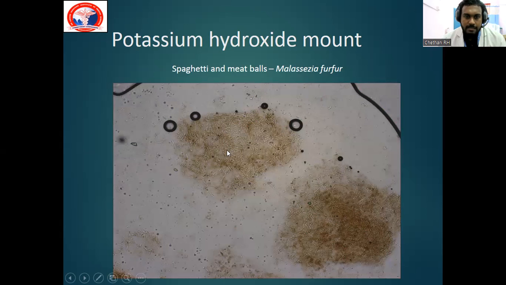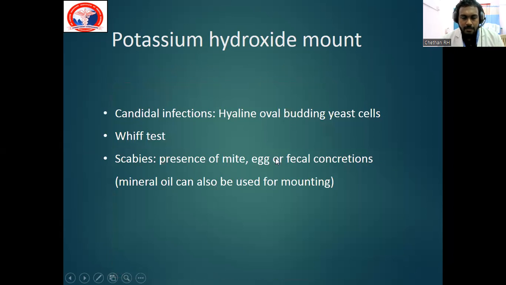This is a slide showing the spaghetti and meatball appearance of Malassezia furfur. Malassezia furfur has these thread-like structures called hyphae, and along with that there are spores which appear round in shape. Since there are both round-shaped structures as well as hyphae, we call it the spaghetti and meatball appearance, or banana and grapes appearance, which is seen in Malassezia furfur, which causes pityriasis versicolor.